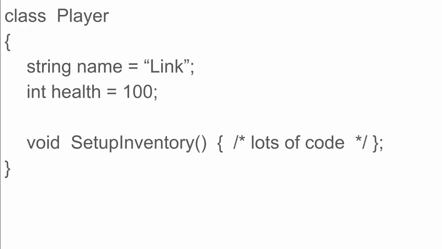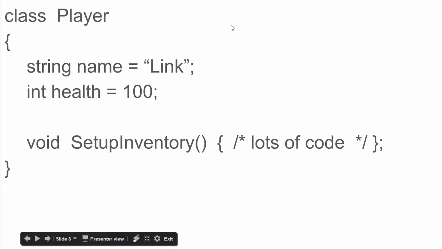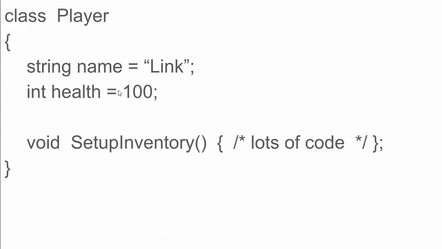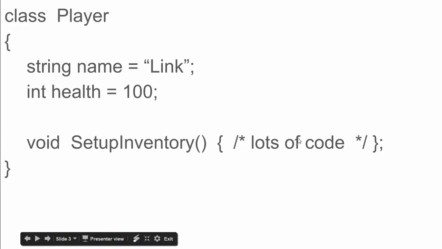So let's take an example here. Here's a class called a player, and the player has two variables in it, a string, which contains the name of the player, and we will set it to Link here, like a Legend of Zelda reference. And the player has a variable that says how much health the player has, so there's 100 health. Now, let's say that this player has a fairly complicated inventory, and that's what this function is here. It says void SetupInventory, and then in the comment here it says lots of code. So imagine that this function here has lots and lots of code.